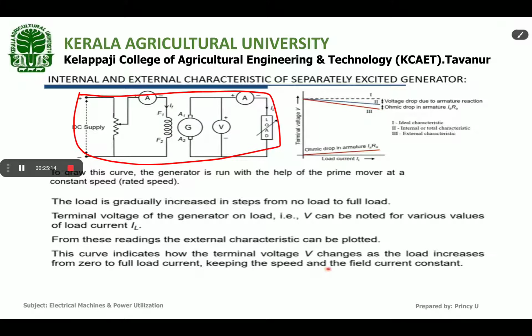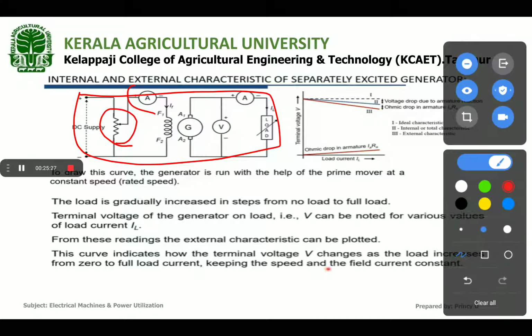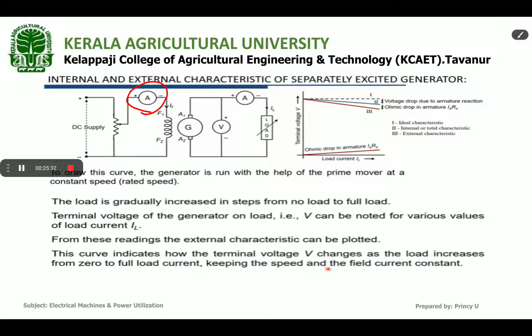The field excitation is given by a separate DC supply, connecting a potentiometer across it to vary the field excitation. To note down the field current, we use an ammeter here. To note down the voltage generated across the armature, the terminal voltage, we use a voltmeter here. And to note down the load current, we use this ammeter.